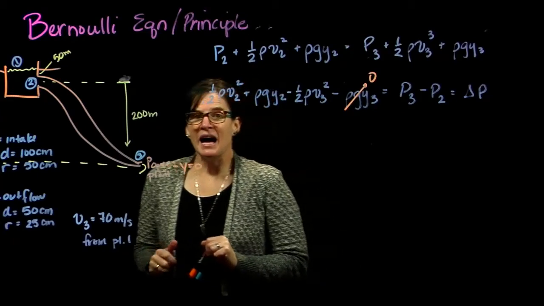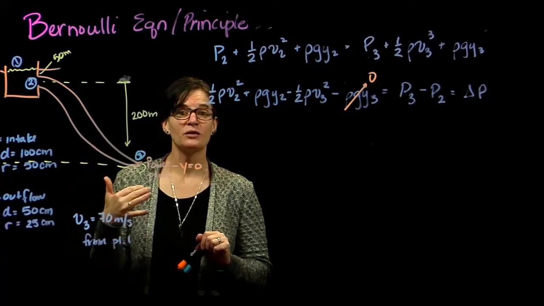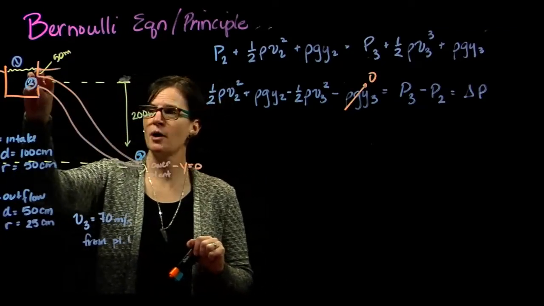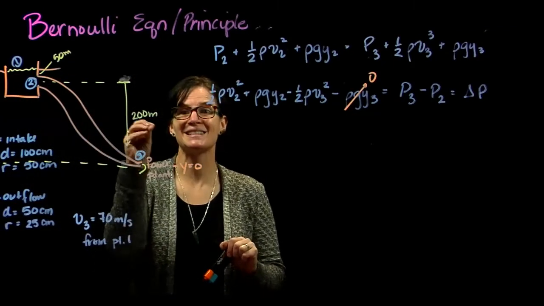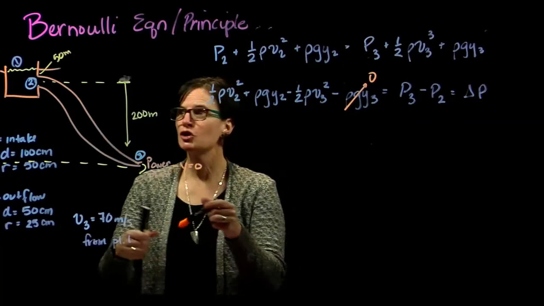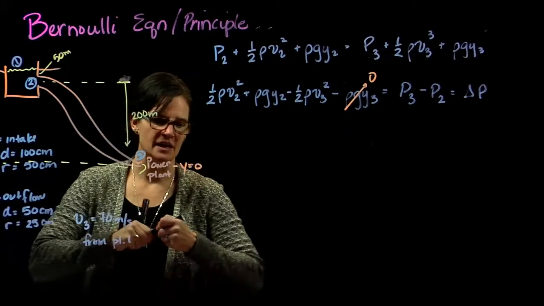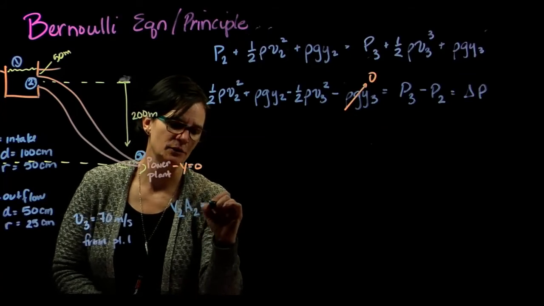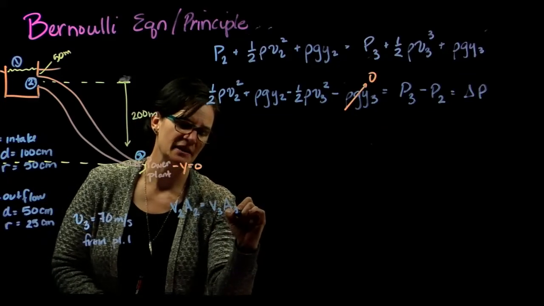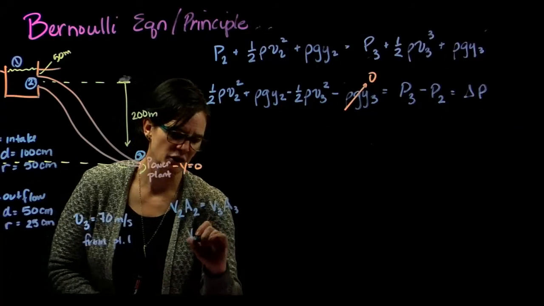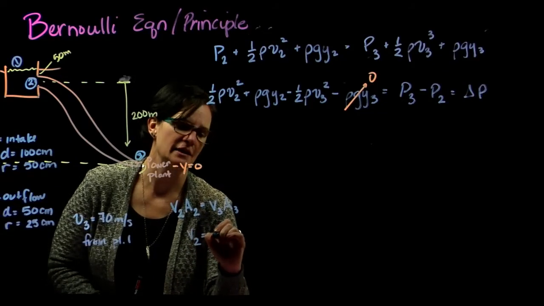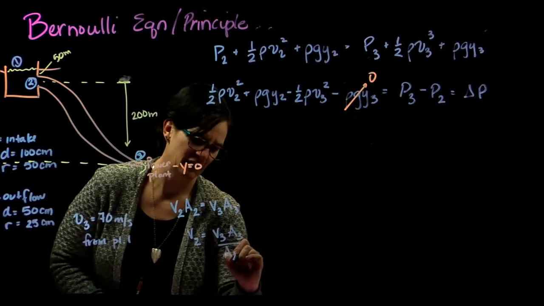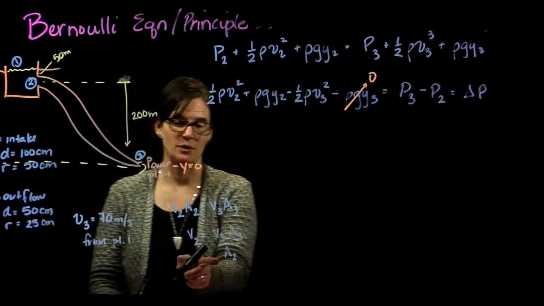Now, I could look at the continuity of the bulk flow, but we have this tube and we have this other tube. So the bulk flow, as it goes through this tube, has to stay the same, right? So we know that the speed at 2 times the area of 2 has to equal the speed at 3 times the area of 3. And so the speed at 2 is equal to the speed at 3 times the area at 3 divided by the area at 2. All right, that's our continuity equation.